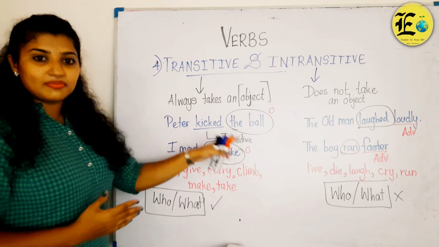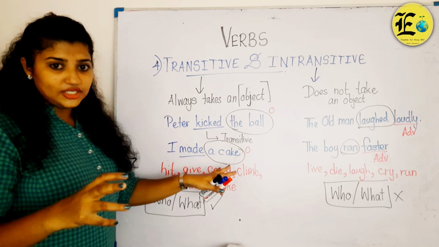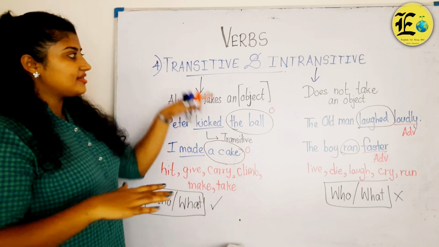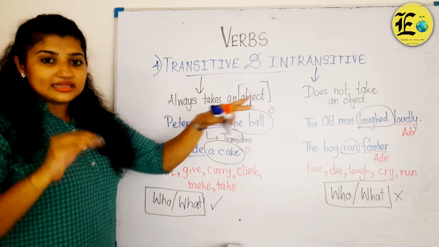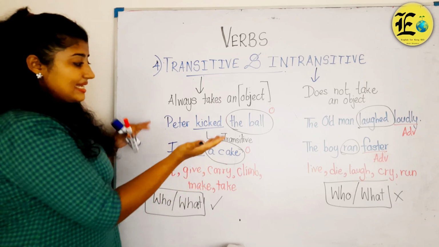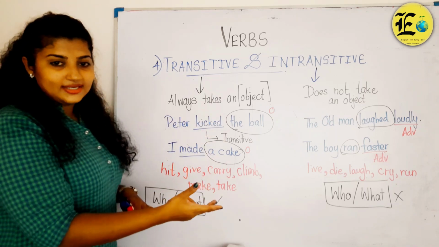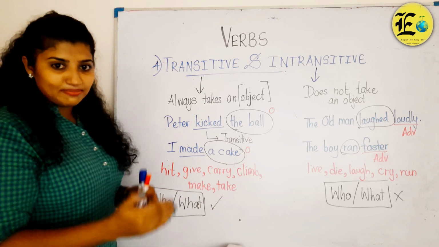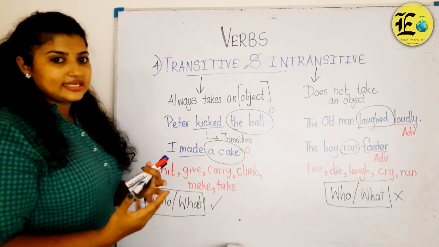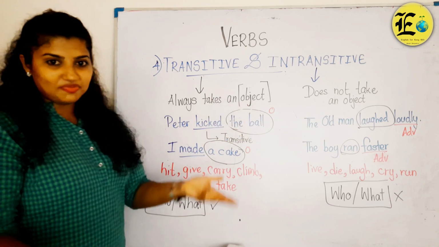Peter kicked the ball. So remember, there are some verbs in the English language which are already categorized as transitive and intransitive. That means if a sentence ends with a transitive verb without an object, the meaning is incomplete. That means you couldn't get a complete meaning. For example, if I say Peter kicked, what did Peter kick?